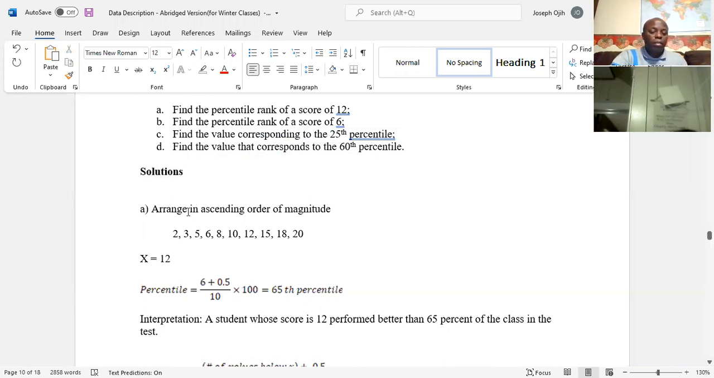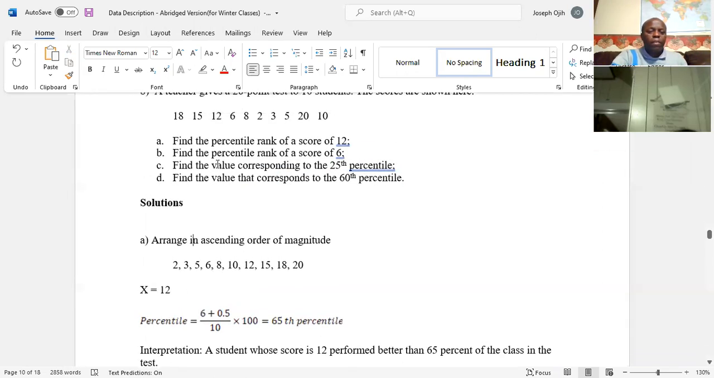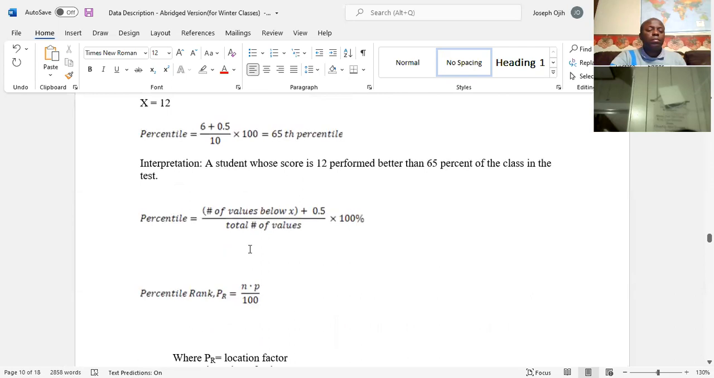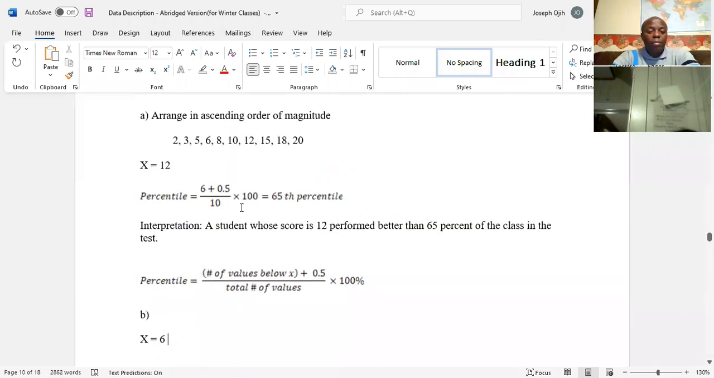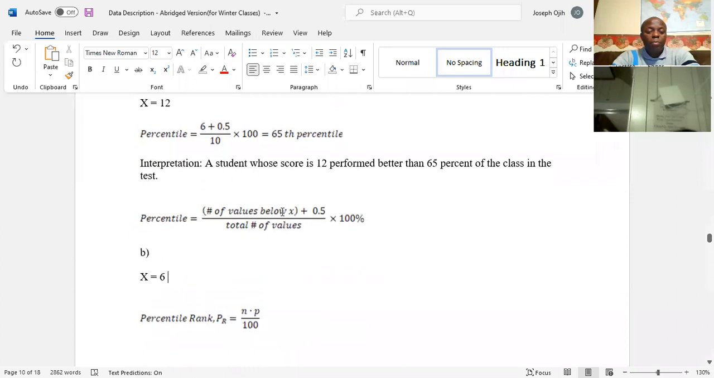Good. Excellent. Part B says, find the percentile rank of the score of 6. In that case, X is equal to 6. How many numbers are below 6? You have 3 numbers below 6. So the number of values below X is 3. So we can go there and put a 3.